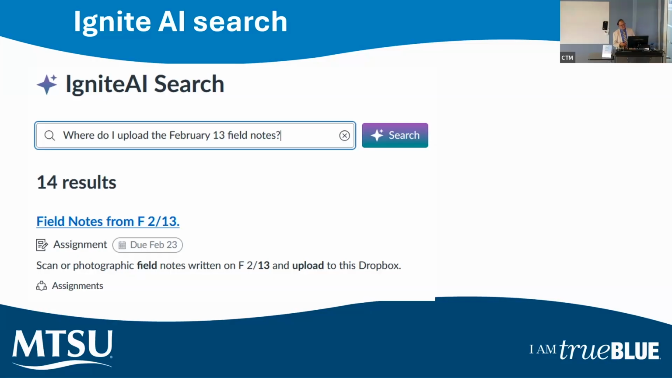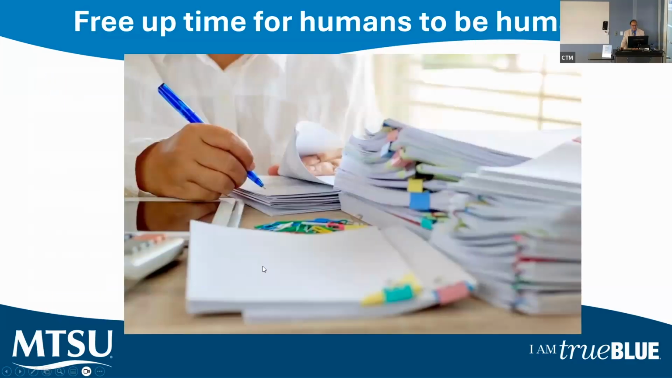And here's what would happen if the student typed, where do I upload the February 13th field notes? I typed that in. The first thing that popped up was the correct answer. Ignite AI was able to figure out that it was looking for field, the number 13, and upload, and returned that. So I've not been using this much, but perhaps it's more useful than I have noticed.